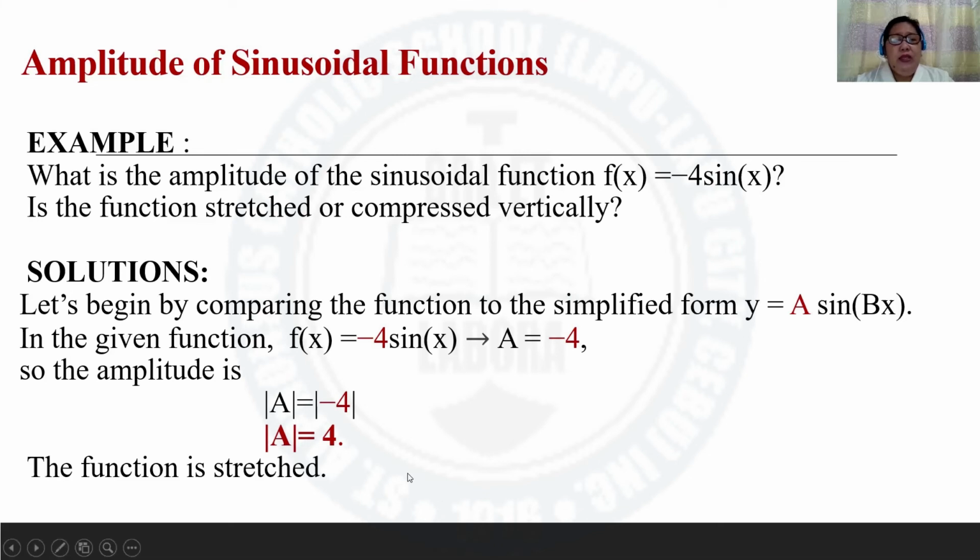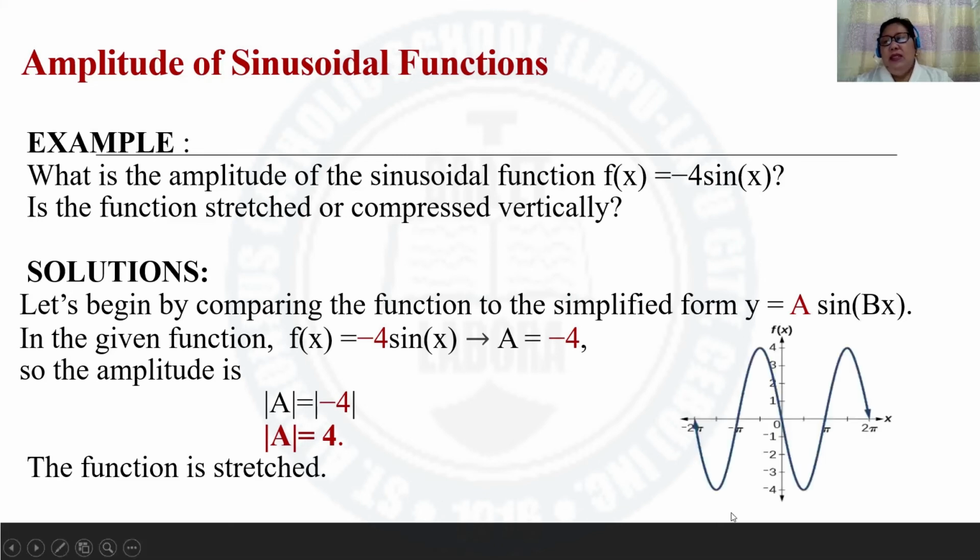And the function is stretched. And this is the graph. So the amplitude is 4. From here, it's 4. And here it's also 4.